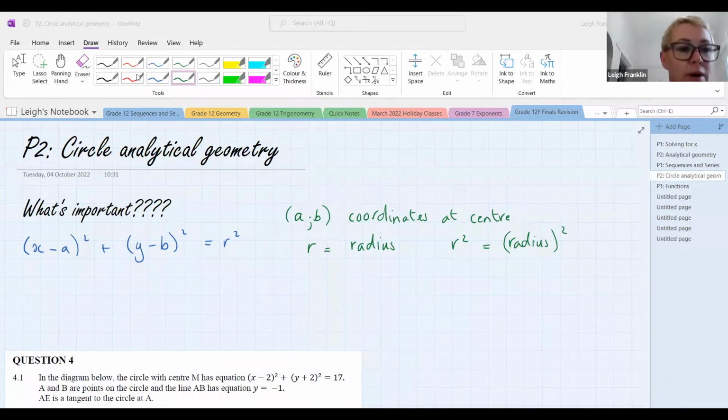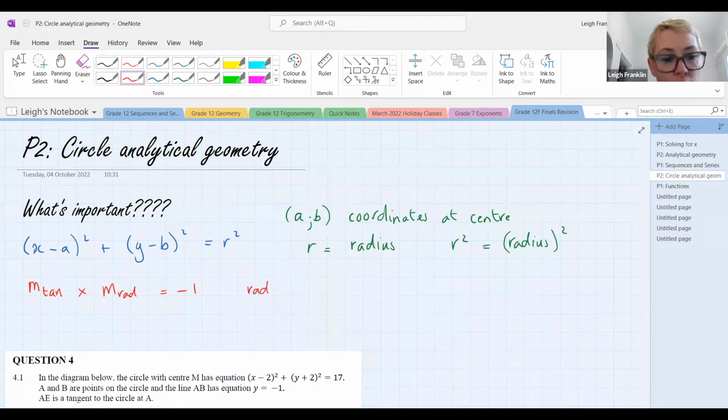The second thing we need to talk about is that when we take the gradient of a tangent and multiply it by the gradient of a radius of a circle, the product of their gradients is always going to equal -1. This is because a radius is always perpendicular to a tangent. At the point of tangency, where a radius touches the circumference of the circle and there's a tangent there, it's always going to be a 90-degree corner.